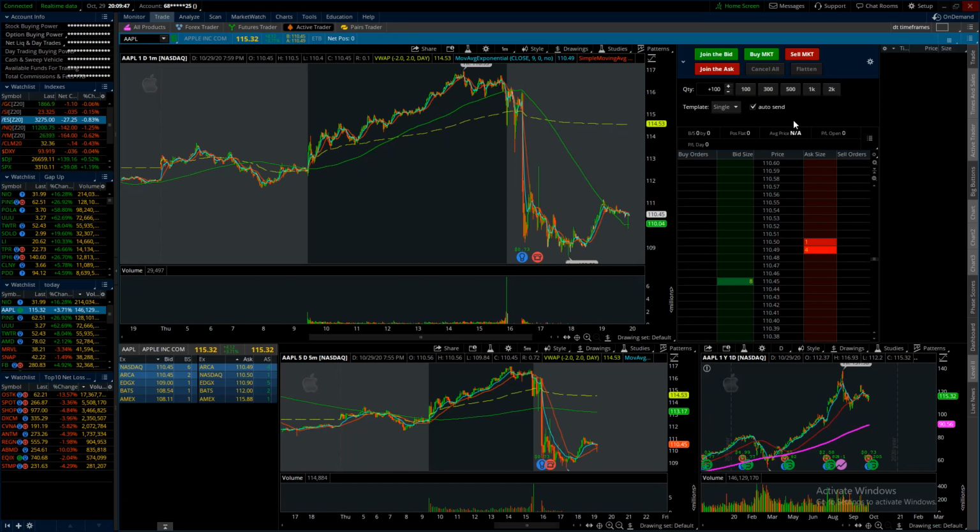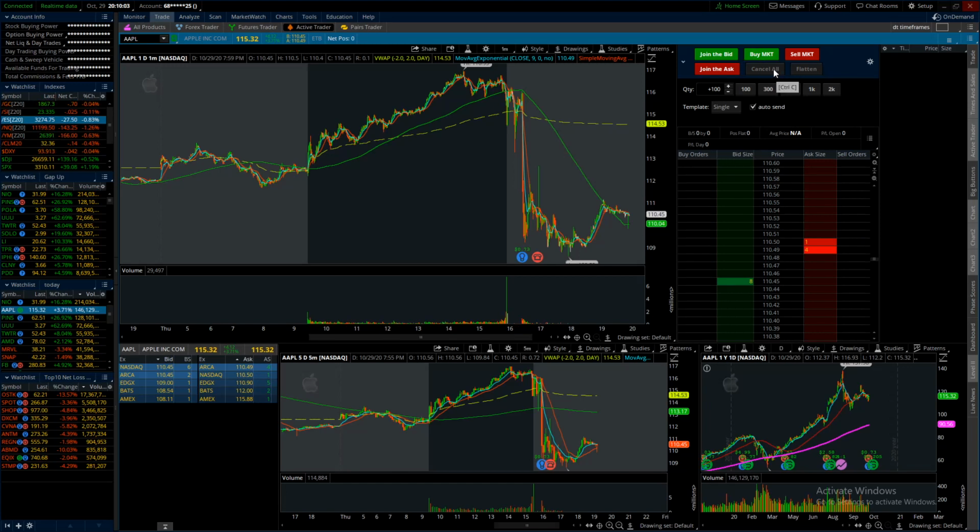I don't really use the hotkeys because I find that the way I trade, I don't need to get in super quick, usually. Sometimes you do, sometimes you need that perfect exit or that perfect entry, but I don't use hotkeys. I don't think that they're super necessary for the way that I trade.